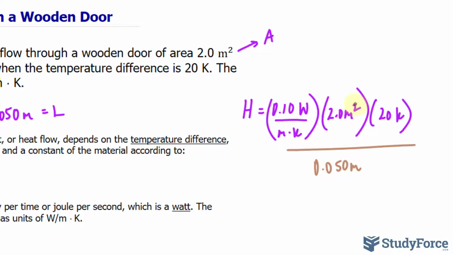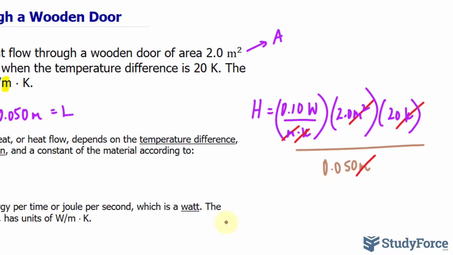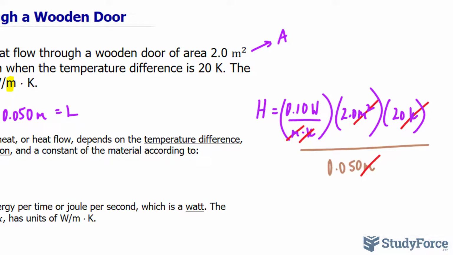All right, let's analyze the units here. We have meters squared, and that will cancel out with this one and that one once you rearrange it. This Kelvin unit will cancel out with that one, leaving us with the only unit remaining being watts. Let's use our calculator to find out how many watts that is.